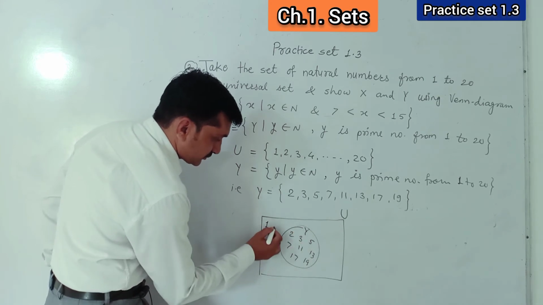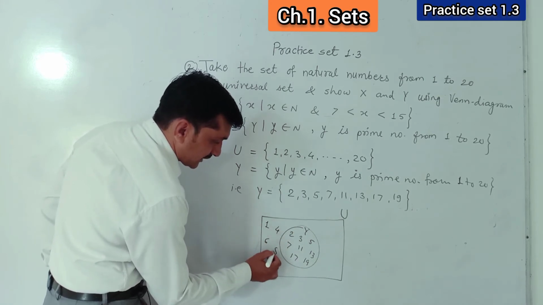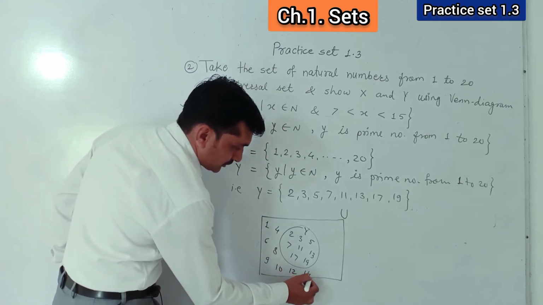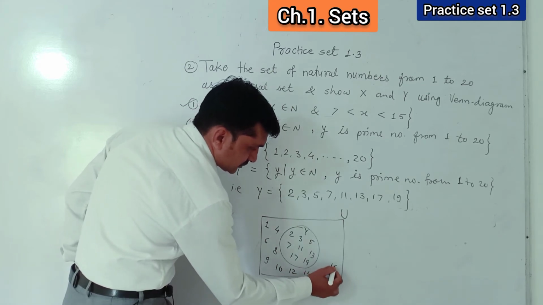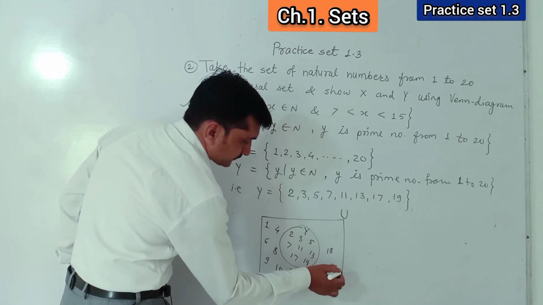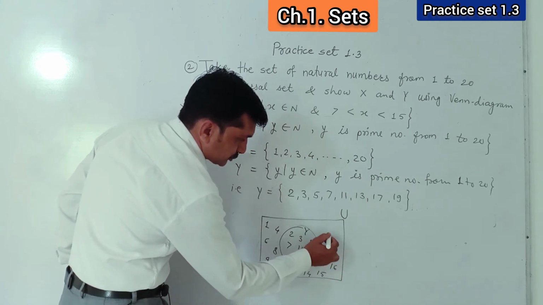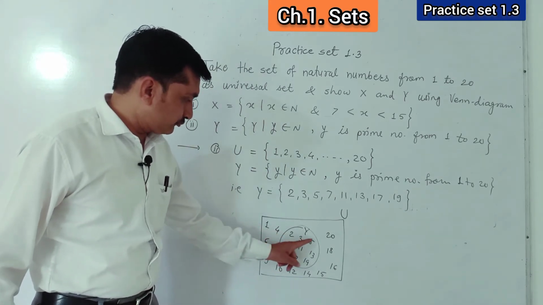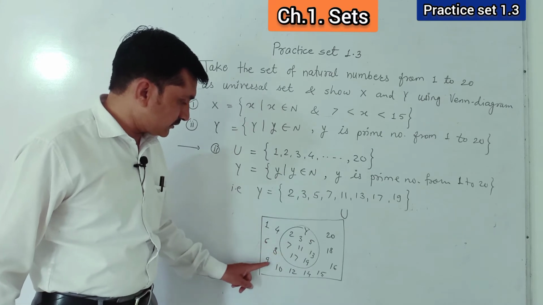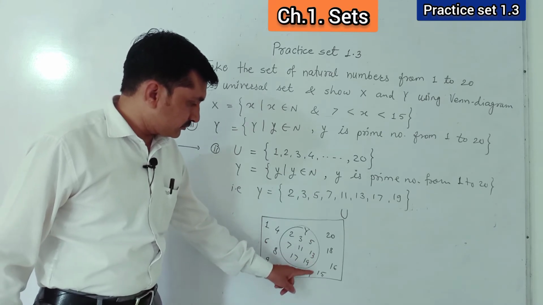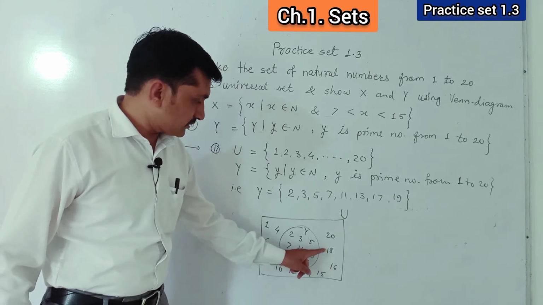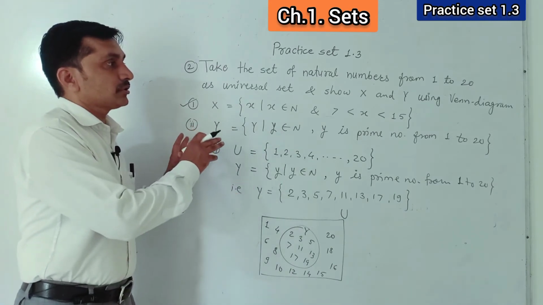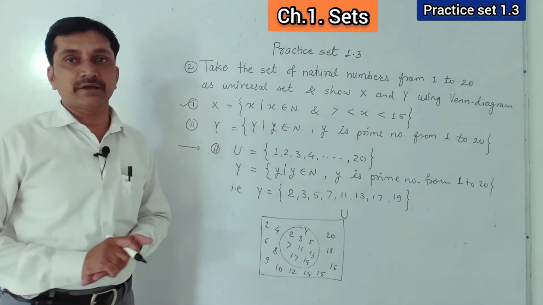1, 4, 6, 8, 9, 10, 12, 14, 15, 16, 18, 20. See, all numbers 1 to 20 are there. In this way we can show a given set in a Venn diagram.